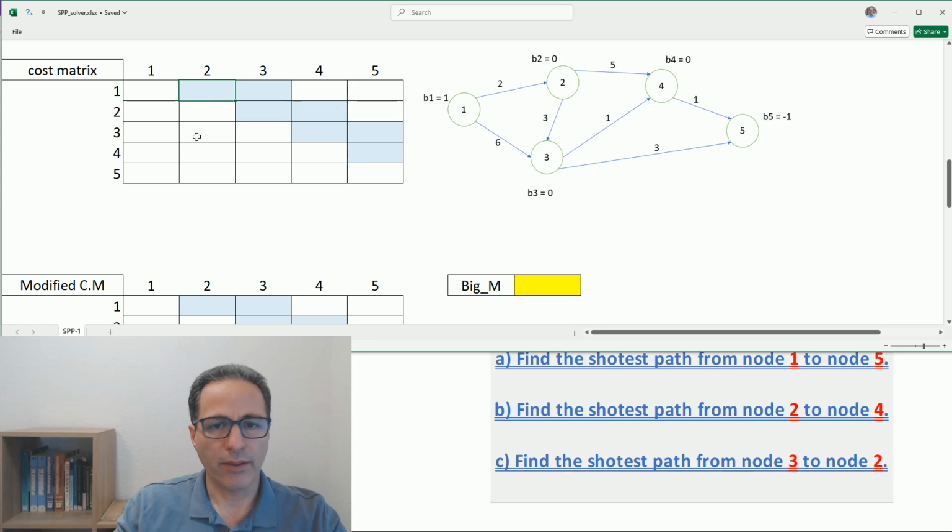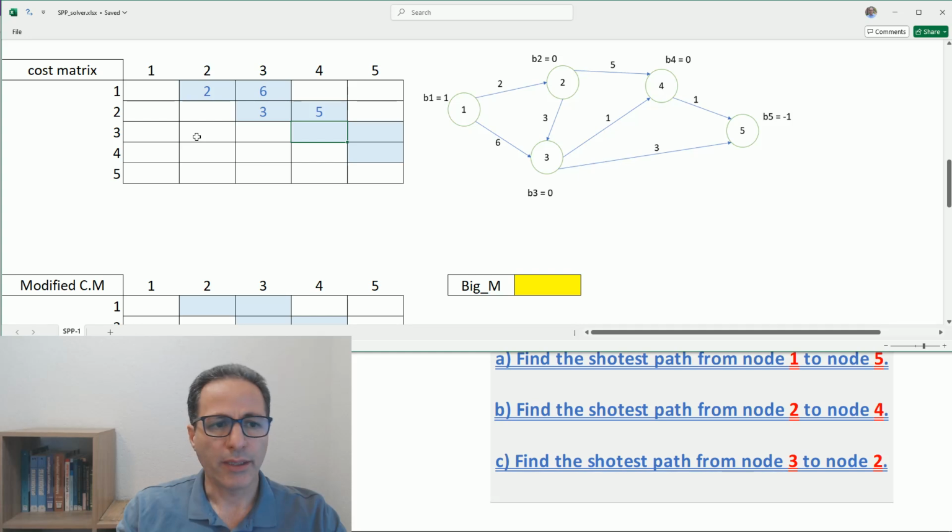Now first we write these values here. What do we have there? 1 to 2, the cost is 2. Then 1 to 3, it is 6. And then we have 2 to 3, the cost is 3. 2 to 4, the cost is 5.